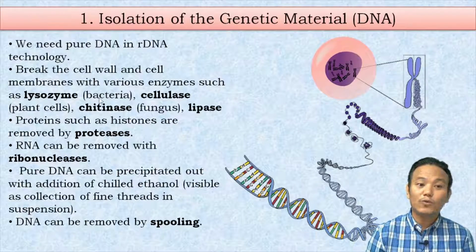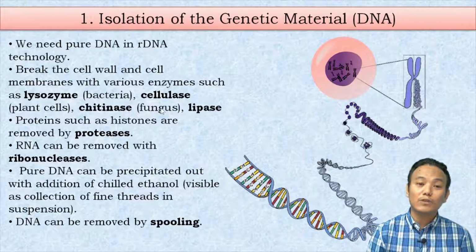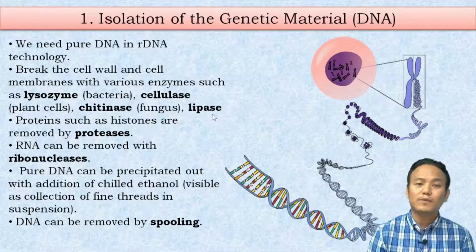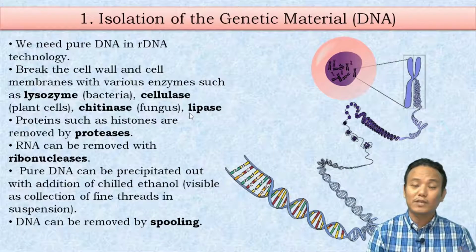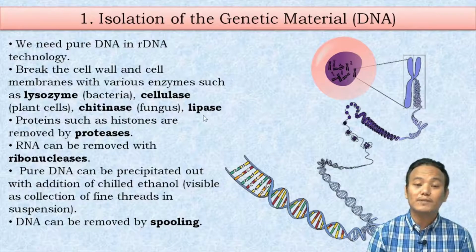Lysozyme can break open the bacterial cell wall. Cellulase can break open the plant cell wall, and chitinase can break open the fungal cell wall. We all know that the bacterial cell, plant cell, and fungal cell have different chemical compositions in their cell wall. Therefore, we need to use different enzymes to break open the cell wall. And then we treat with lipase enzyme in order to break open the cell membrane. Membranes are made up of a lipid bilayer, so in order to break down that lipid bilayer, we use lipase enzyme.